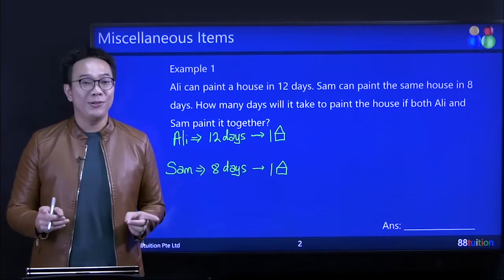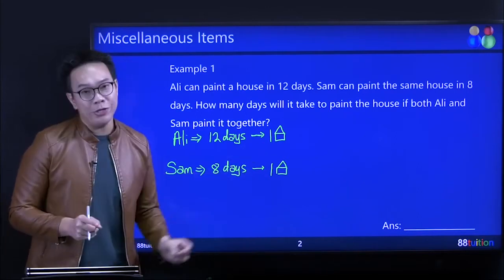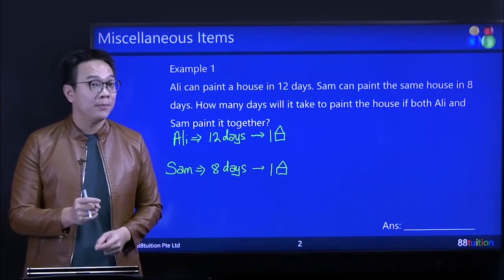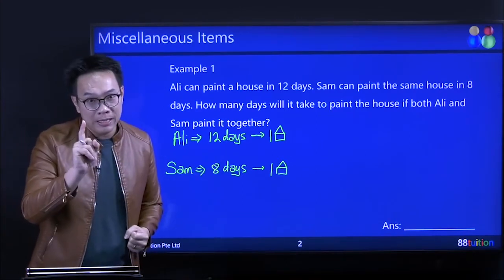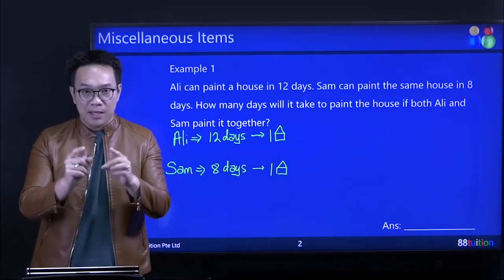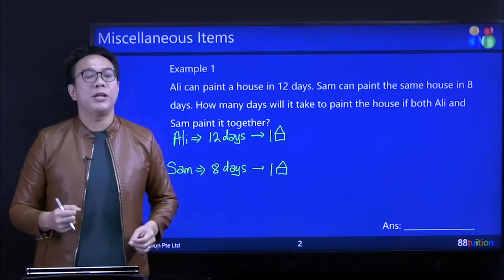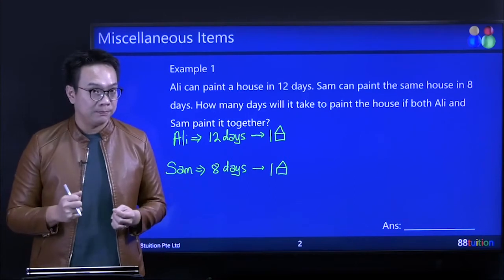And my advice to you is always to find what? 1 unit. No, I want to find the time. 1 unit of time. What does it mean? Down here is 12 days, right? I want to find 1 day. Alright, I want to find in the same 1 day, if both of them combine power, what is the fraction of the house can be painted?